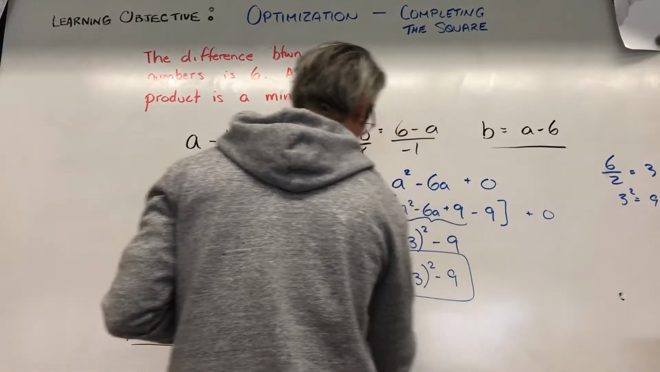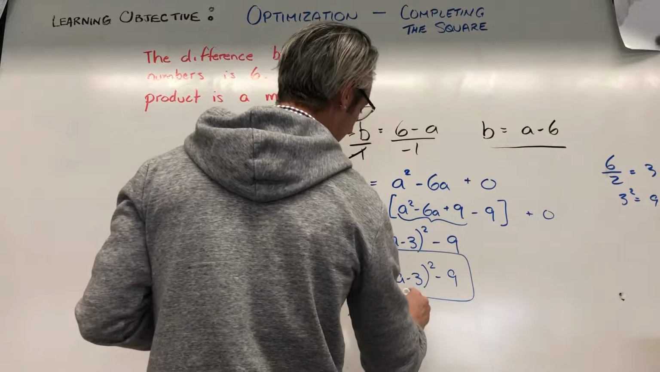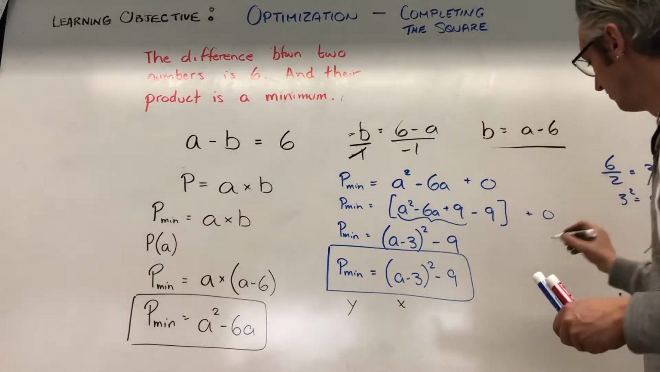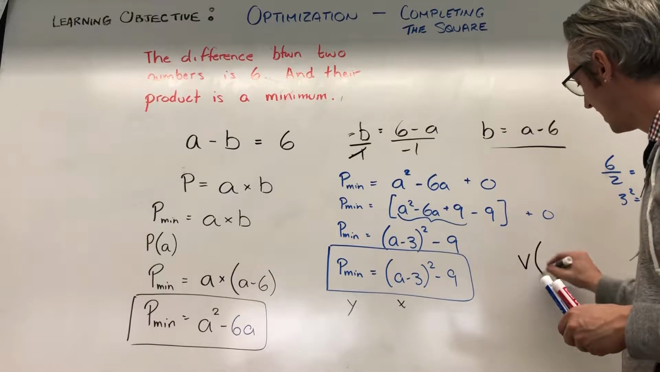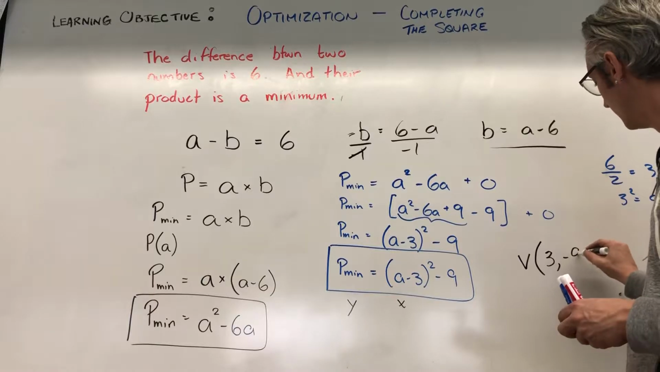And so in this case, P min is like my y, and a is my x. So I know that with my vertex, this tells me my vertex occurs at a equal to 3 and P min equal to negative 9.